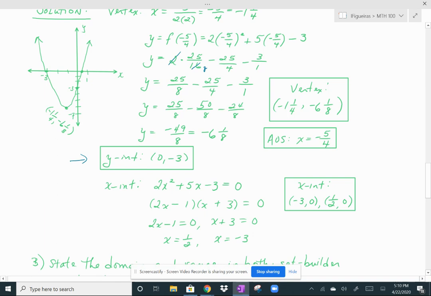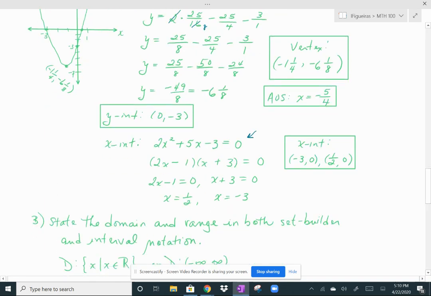Now we need to find our x-intercepts. X-intercepts is when you let your function equal 0. So this one is also factorable. The two factors that will give you that polynomial are 2x minus 1 times x plus 3, which means I get two solutions, x equal to a half and x equal to negative 3. So I have two x-intercepts at negative 3, 0, and at positive 1/2, 0.